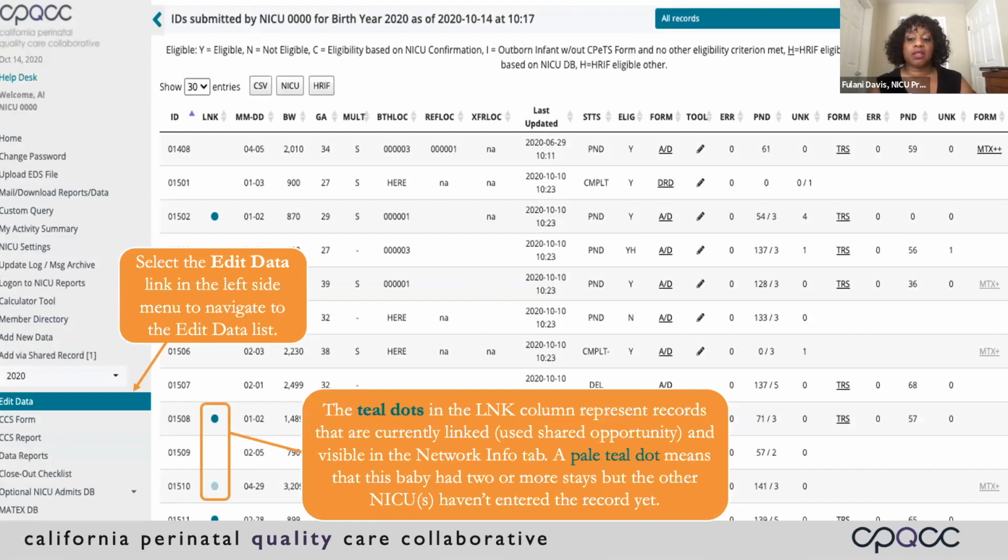So the solid teal dot indicates that a record is currently shared and visible in the network info tab, which we just reviewed. The pale teal dot indicates that a record is currently shared, but the other NICU or NICUs, depending on how many stays this baby has, hasn't entered a record yet for this infant. So in this case, you are the source NICU. You're the first one that entered the record for this baby. And this record should show up on their list of sharing opportunities if they're enrolled in data sharing.